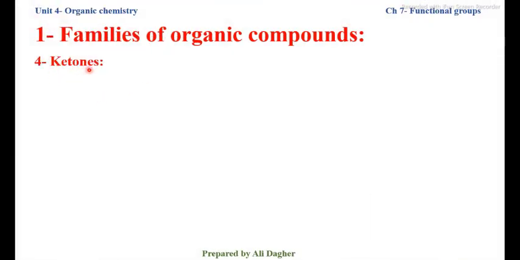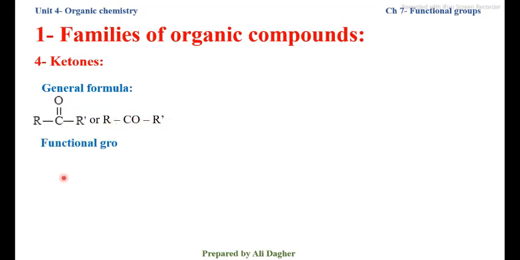Fourth family, ketones. General formula, RC double bond O R prime or RCOR prime. Functional group is also C double bond O, which is a carbonyl group. But in this case, the carbon of the carbonyl group is bonded to two carbons, one on each side, carbon this side and carbon in the other side.